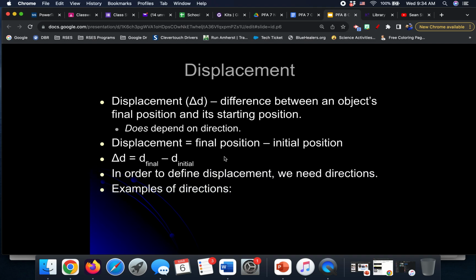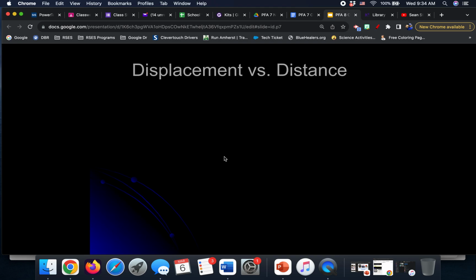But we do need to put directions. So you can have positive or negative direction. You can have north, south, east, and west direction. You can have angles, but you have to have something. You can't just say 3 centimeters anymore. You'd have to say positive 3, negative 3, 3 east, 3 west, whatever.